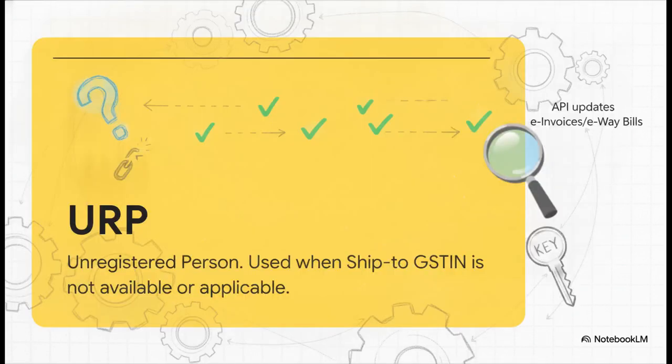Now, I know the immediate question developers always ask here is, wait, what if my Ship to party doesn't even have a GSTIN? And that brings us to your vital workaround, URP. It literally stands for unregistered person. If a valid GSTIN just isn't available because the consignee is unregistered, or maybe it just doesn't apply to this specific transaction, you must pass the exact string URP in the Ship to GSTIN field. If you try passing a blank or a no value, the payload is going to get rejected. So remember, URP is your master key for these exceptions.